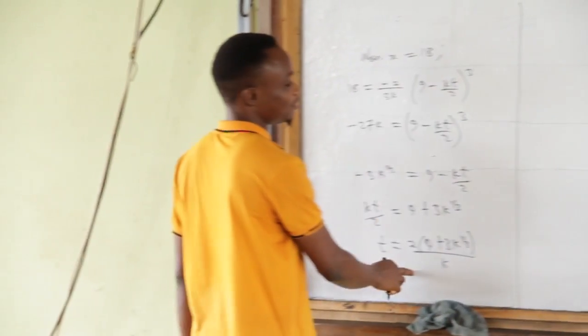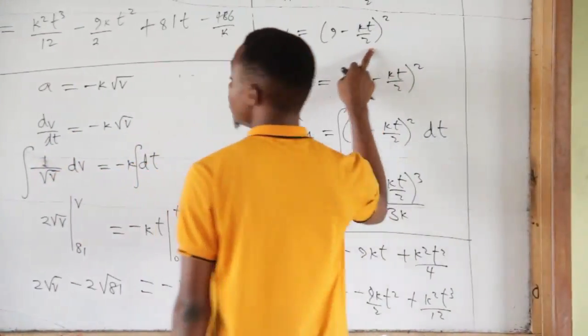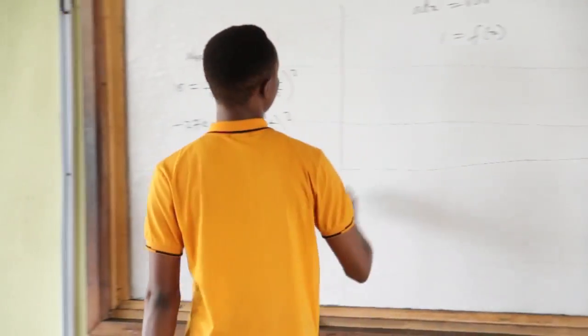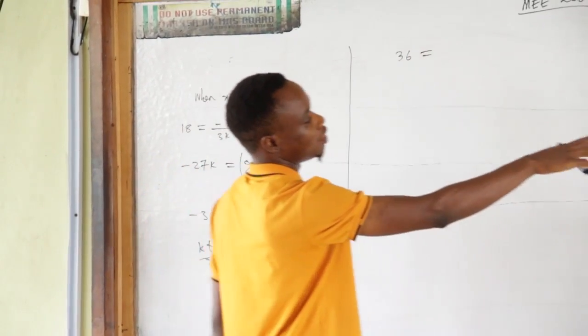Okay, so this is going to give us v now. What was the v we obtained earlier? This was v. So I find out the time at which v will be 36. Is that clear? At the same time, v is 36. So I'm going to have 36 equals that.